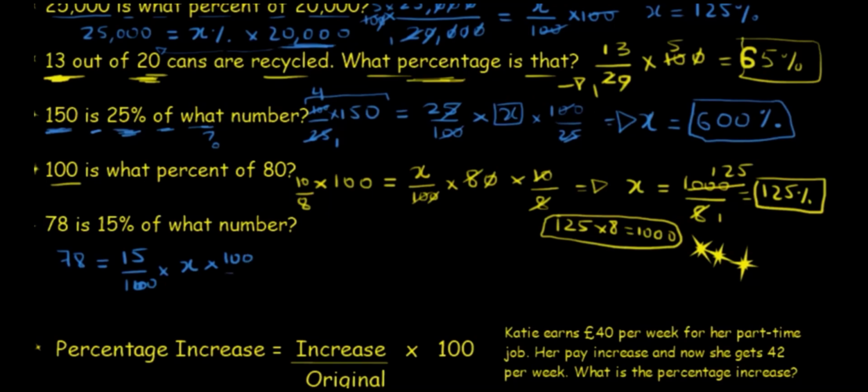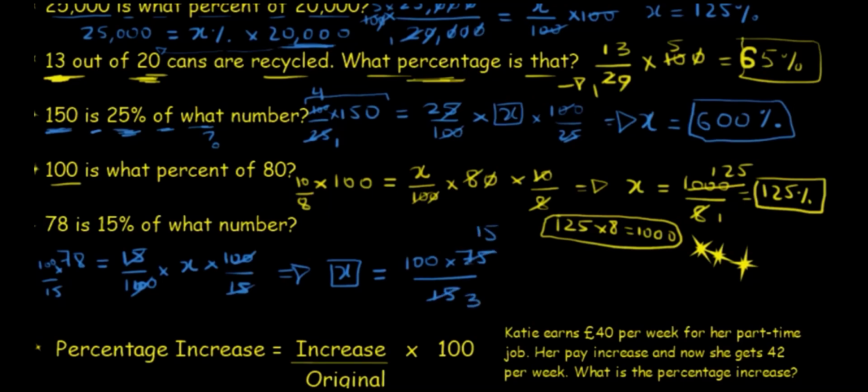So I'll multiply both sides by 100 over 15. So this cancels out with this, and this cancels out with this. All I'm left with is an x, which equals 100 times 75 over 15. I know that 15 and 75 come in the table of 5: 5 times 3 and 5 times 15, then 3 times 1 and 3 times 5. That leaves me with 500.